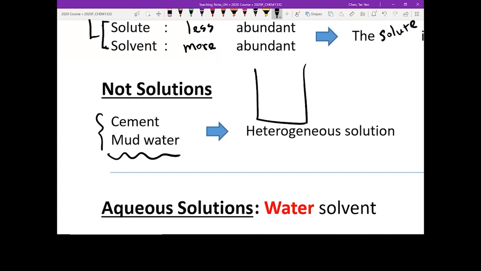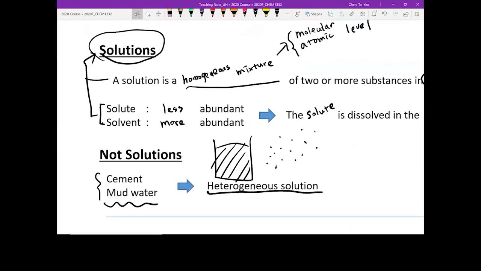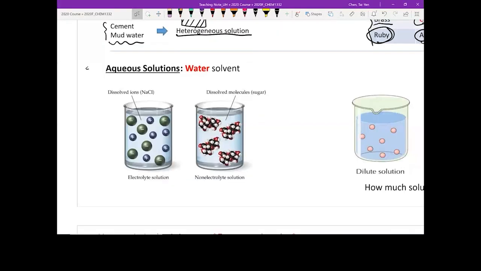When you have muddy water, it looks very cloudy. What happens inside is that your water is still water, and your mud is tiny dust inside your solution. These little dots represent the little solid materials. They do not interact with your water at all, therefore they just suspend inside the solution. Under these situations, we call it a heterogeneous mixture. Most of the things we talk about in this class are homogeneous mixtures, not heterogeneous ones.